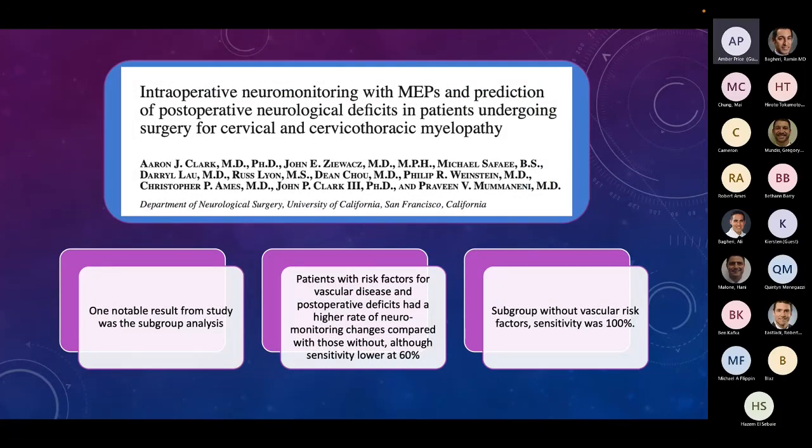The other thing that was found in this study was a subgroup analysis, and what they found was that patients with vascular disease had higher rates of postoperative deficits without neurological monitoring changes, and their sensitivity dropped to lower than 60%. If you then ruled out the people with vascular risk factors, so peripheral vascular disease, coronary artery disease, diabetes, then the sensitivity went up to 100%. So it's just something to keep in mind. If your patient has those risk factors, their neuromonitoring is going to be less accurate.